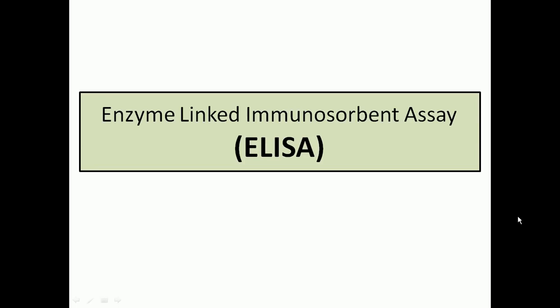This technique is kind of similar to RIA, or radioimmunoassay. In radioimmunoassay, we use radioisotopes to see the presence of antigen or antibody in the sample. But in the case of ELISA, we use an enzyme substrate reaction, and the coloration due to the enzyme substrate reaction, as a process for identifying the presence of antigen or antibody.